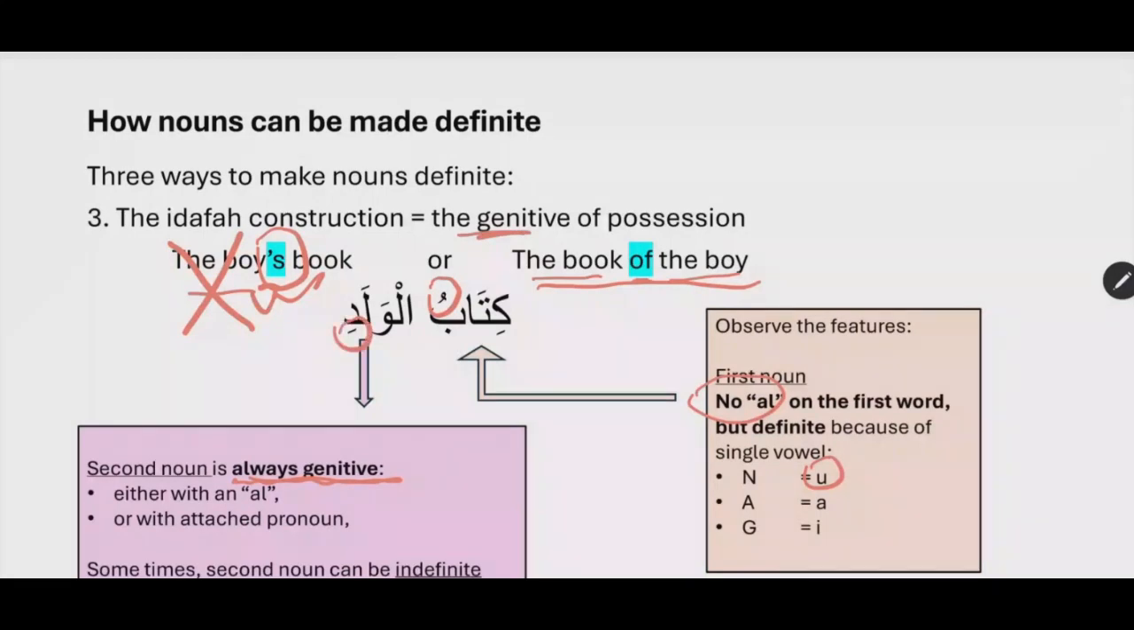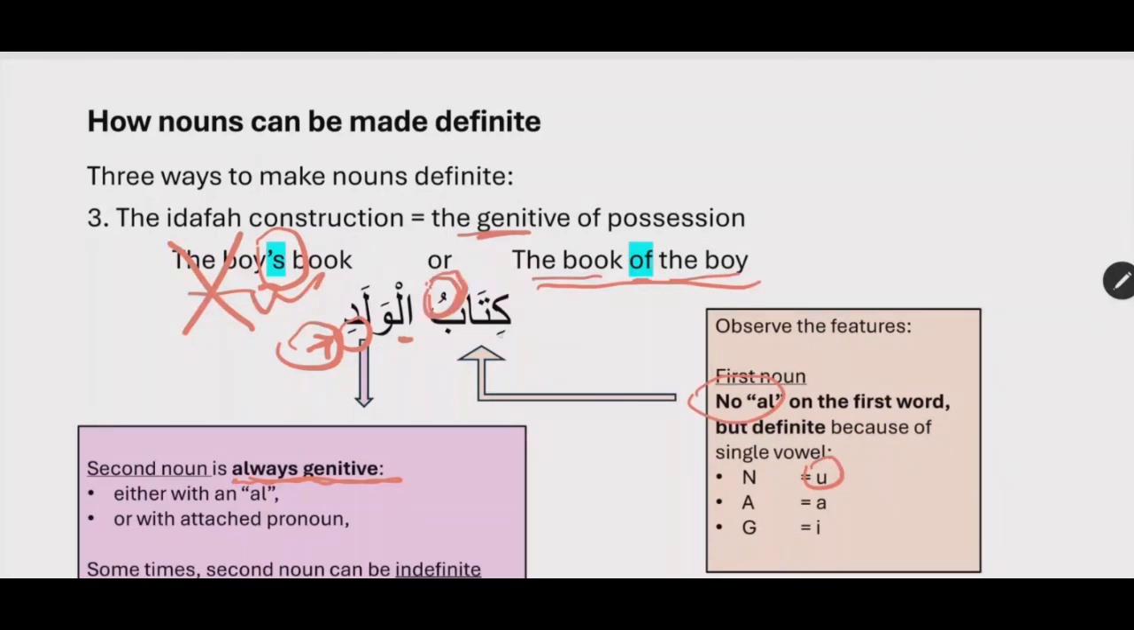Kitabul waladi. This al is kind of optional. Most times they use it, but sometimes it can be indefinite as well. So you can have the book of a boy, instead of saying the boy. So you can say waladin as well, which is another way of expressing the idafa. So the al is kind of an optional thing, but this genitive part is a must. So the two must-haves for an idafa are this and the single vowel on this one.